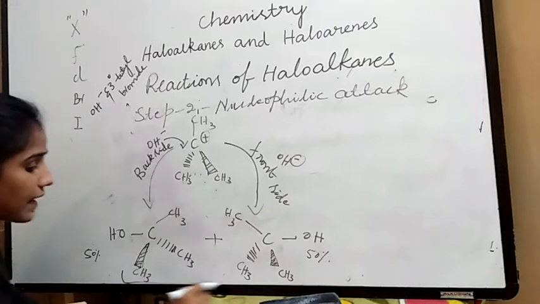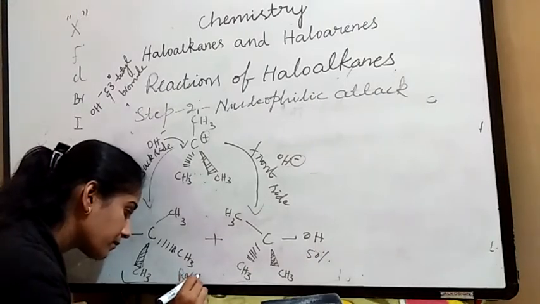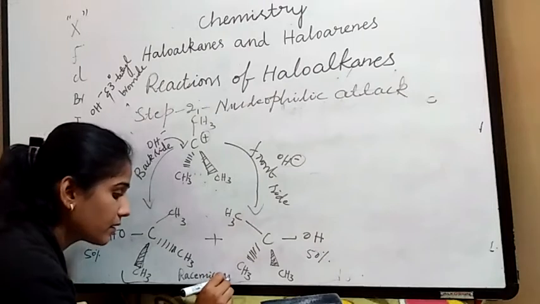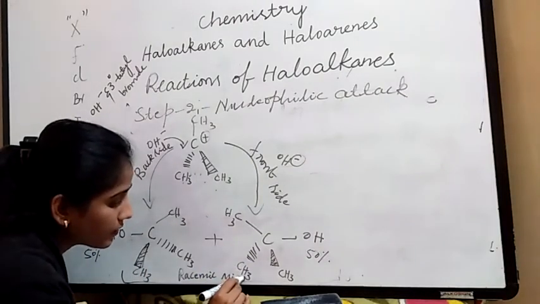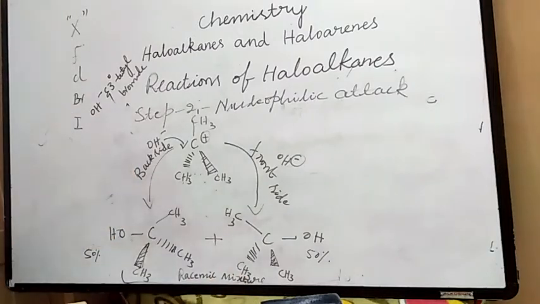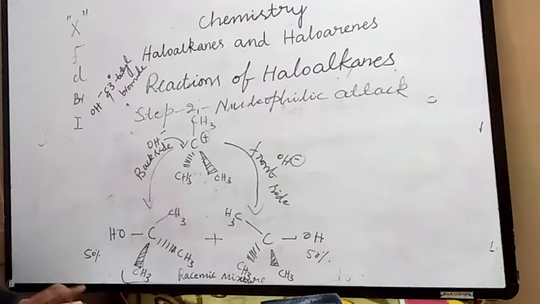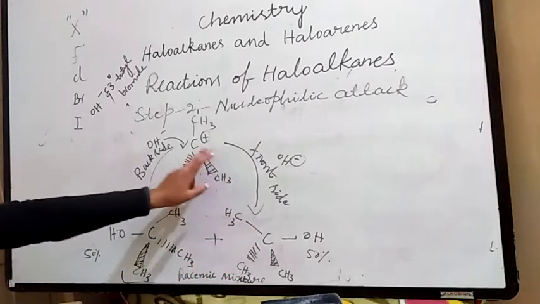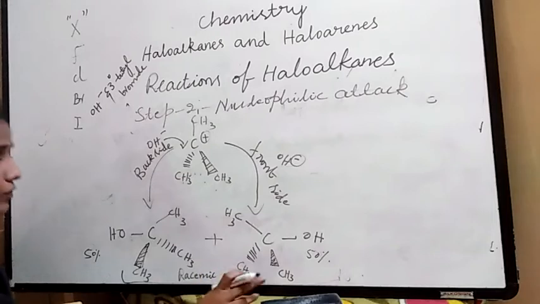Hence, it is a racemic mixture. This is a racemic mixture. This is a tertiary butyl alcohol. This is also tertiary butyl alcohol. Racemic mixture. What you have to write means the inversion of configuration. If OH minus attacks from the back side, we will get this product. If OH minus attacks from the front side, we will get this product. Hence, the racemic mixture is formed in 50 and 50%.